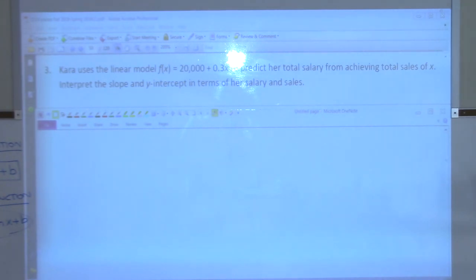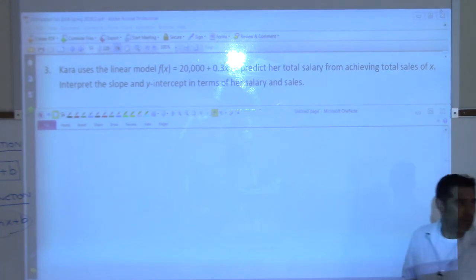Dyson, do we have to come up with the actual linear model? We don't. It's given to us. So in this problem, they give us the linear model. And it says, from this, interpret the slope and y-intercept in terms of her salary and sales. So they just want you to try and explain in words what the y-intercept and what the slope is. So can you just first start out by helping me, what is the y-intercept for us here?